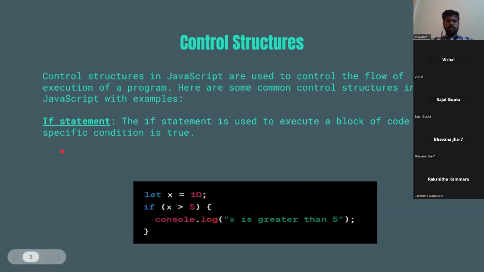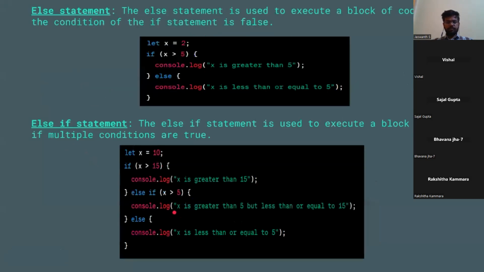The first type of control structure is if statements. Like the example here, if x is more than 5, it will execute this console log message. If it isn't greater than that, that part of the code will just be skipped. Next is the else statement. First, if we have a condition, it will execute it. If the condition isn't met, it will go directly to the else statement. In the else statement, there's no need for a condition like if x is greater than 5; it will just execute.